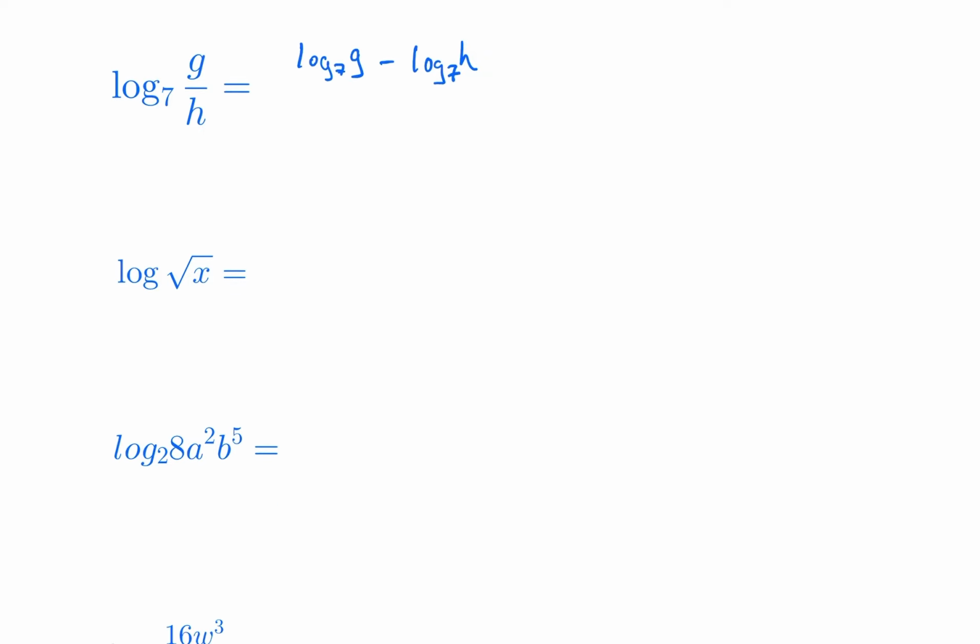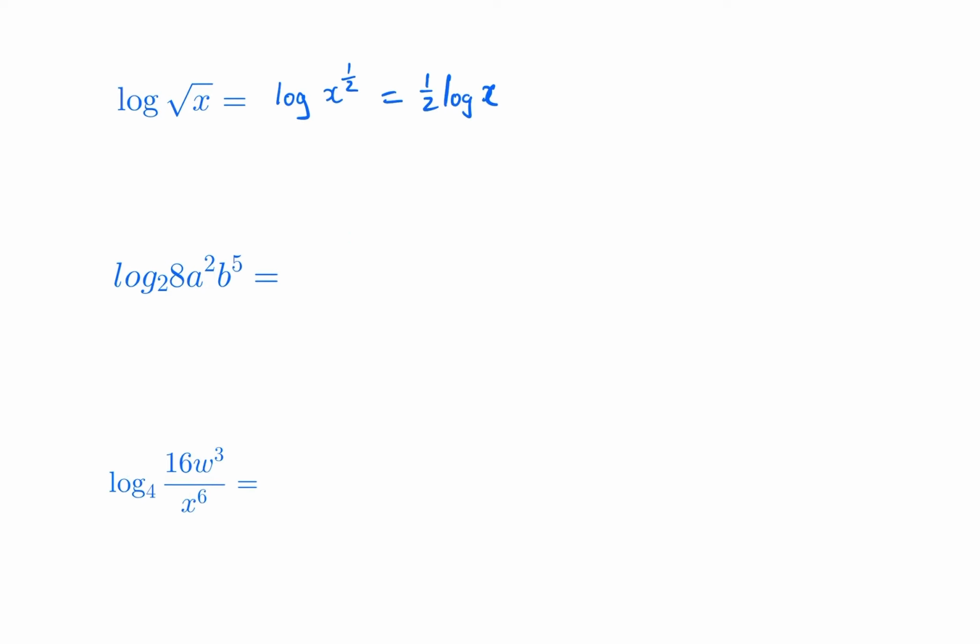Now let's take a look at the next example. We have the log of the square root of x. First we want to rewrite this log in terms of an exponent. So this is going to be log of x to the 1/2 power. And to rewrite this, we're going to take this power and move it up to the front. So this becomes 1/2 log of x.